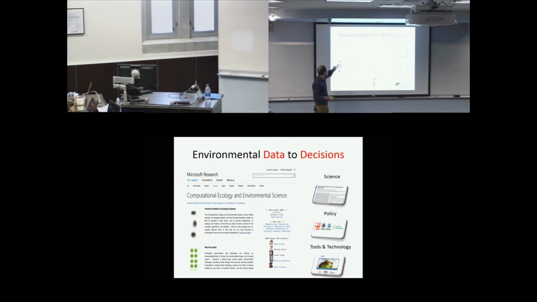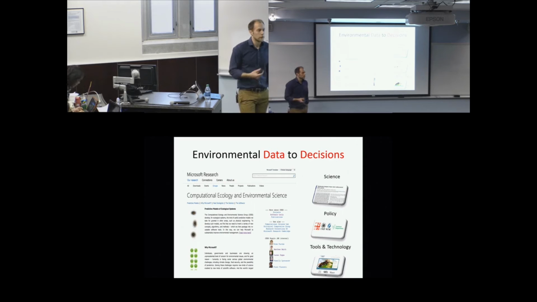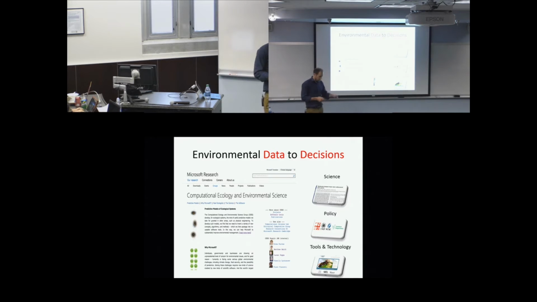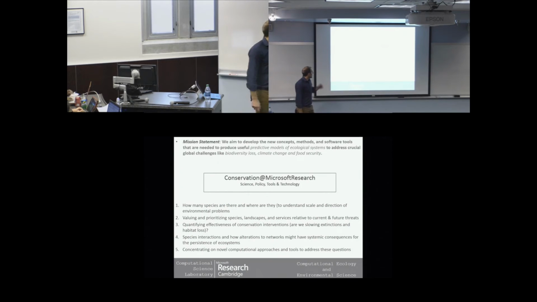So my position is affiliated with a group called Computational Ecology and Environmental Sciences, where we like to say we work on the science, policy, and tools and technology to build predictive systems or predictive models of environmental systems. That's where I am, and we can come back in the question-answer session to talk about that a bit more. I run the conservation side of things.